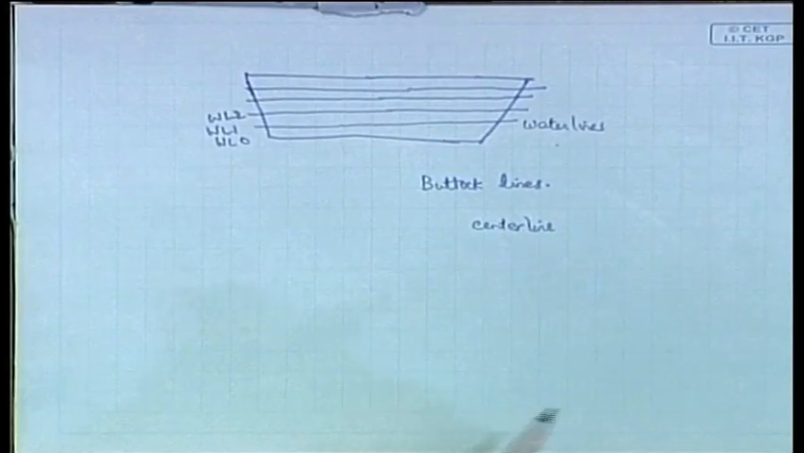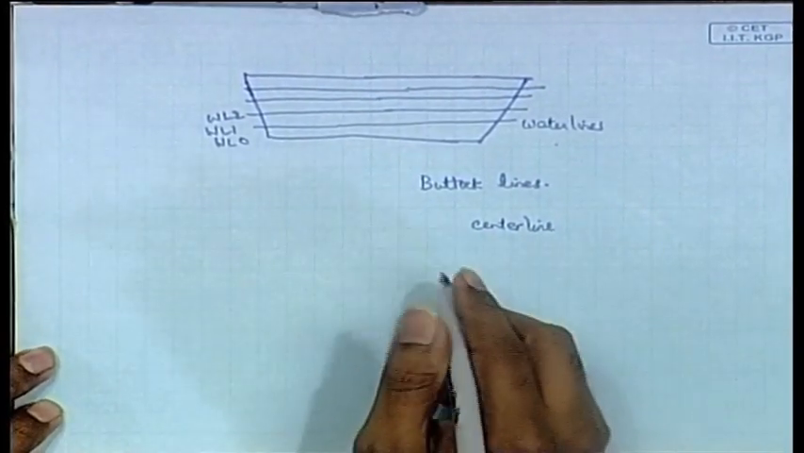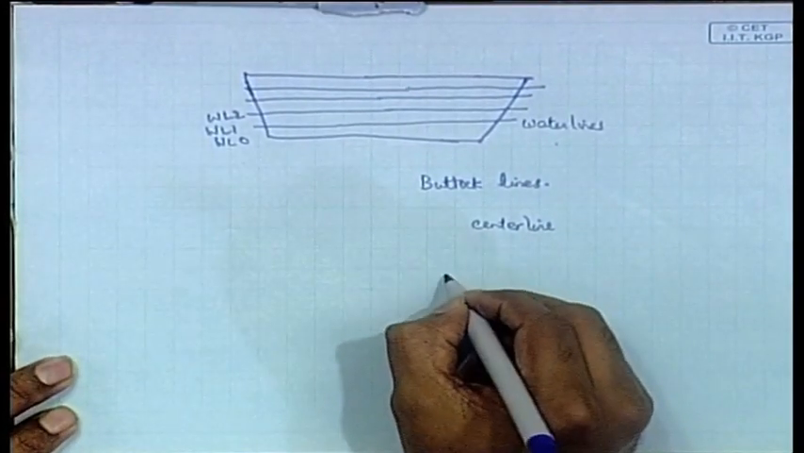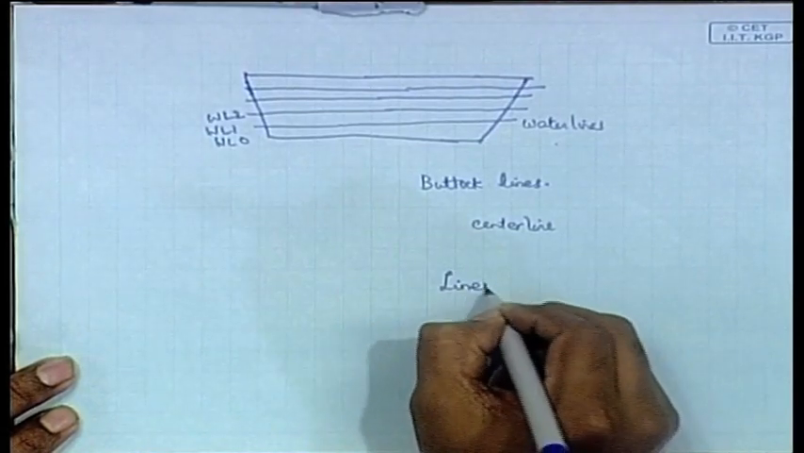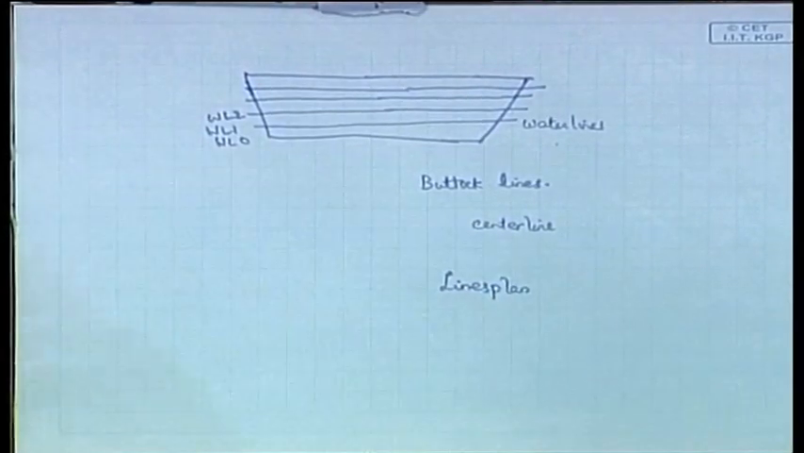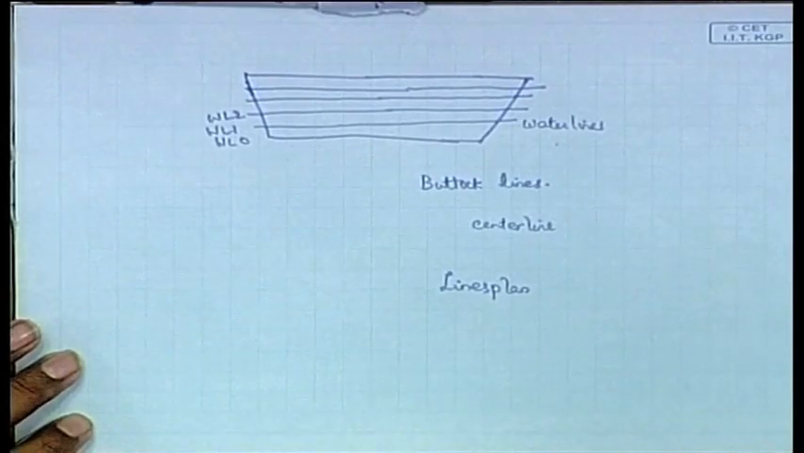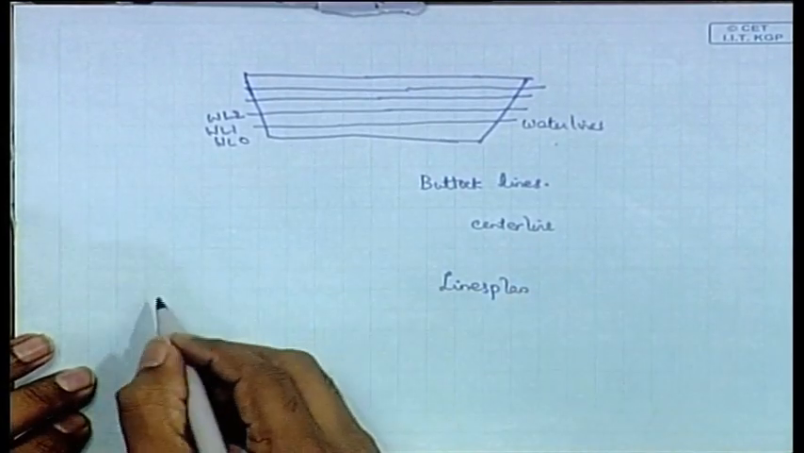Now, there is an important thing known as the lines plan. A lines plan in general represents a set of drawings, or it is a complete drawing in itself. That is what you call a lines plan. It is a drawing which will include 3 sections. You already know engineering drawing, so you will know how this is done.